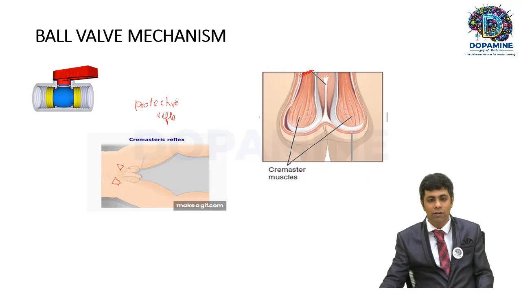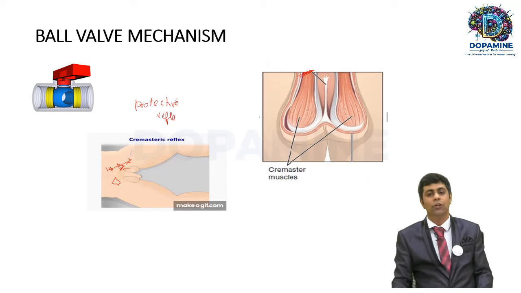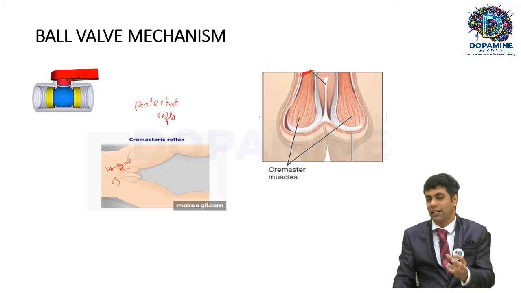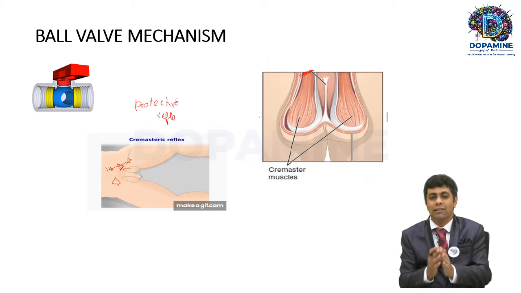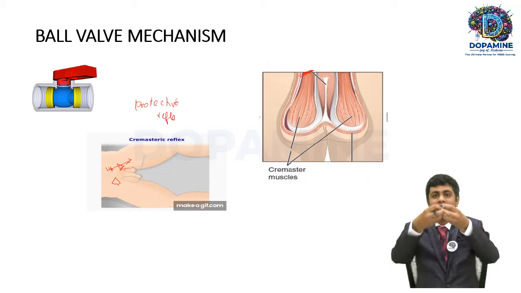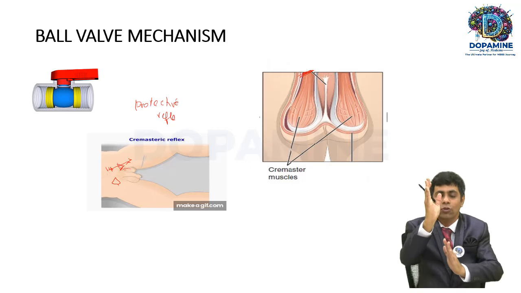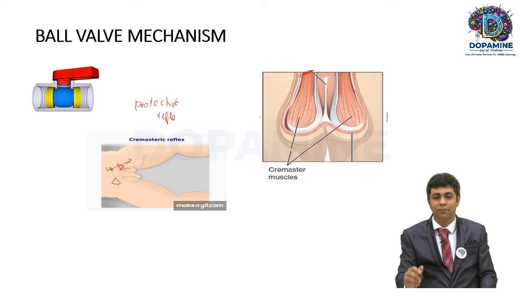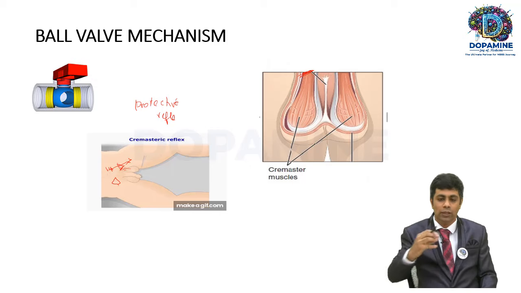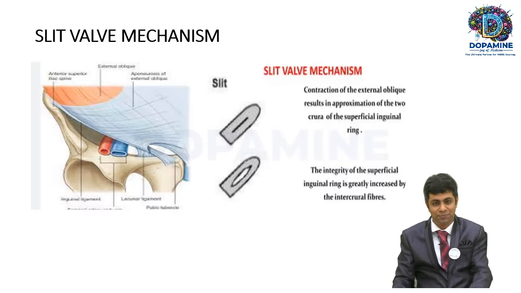The cremaster muscle pulls above and it closes the superficial inguinal ring, in such a way that herniation does not take place. Clear? So the ball valve mechanism is done by the cremaster muscle. It is a protective reflex. So every time there is a danger, or when you stroke the medial aspect of the thigh, the cremaster muscle is pulled above and it closes the superficial inguinal ring, so the superficial inguinal ring is obliterated and herniation does not take place.